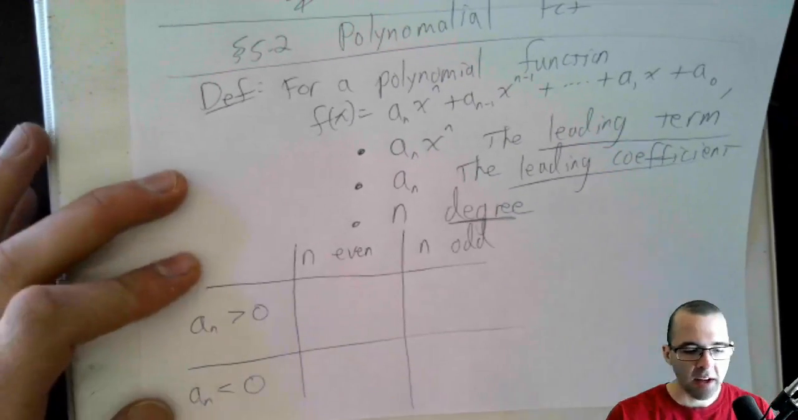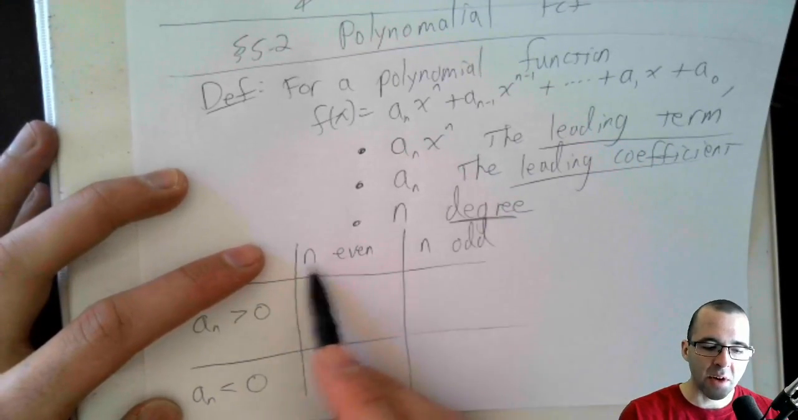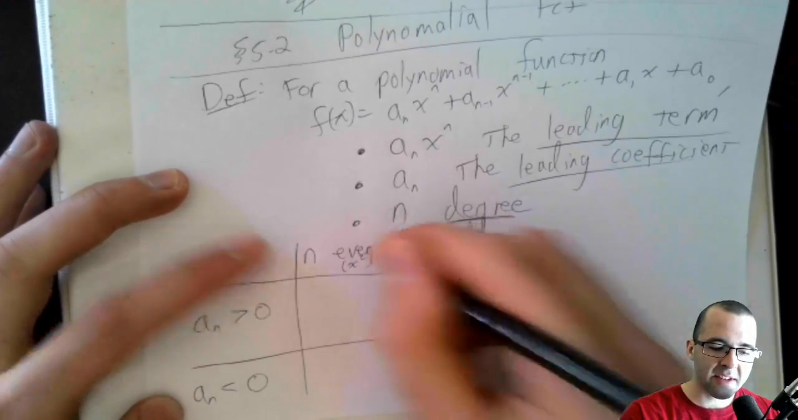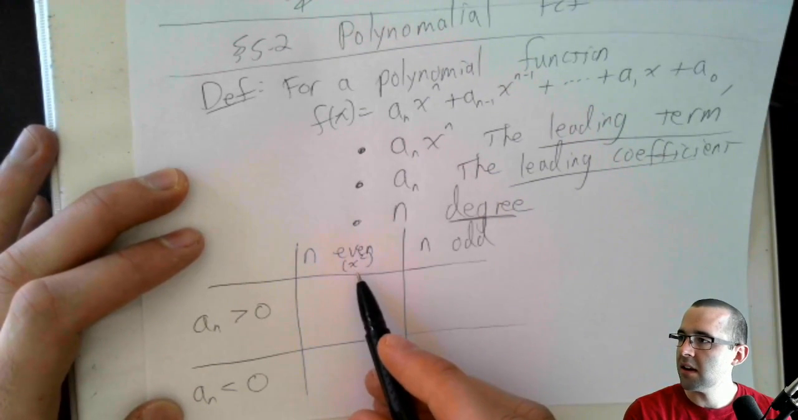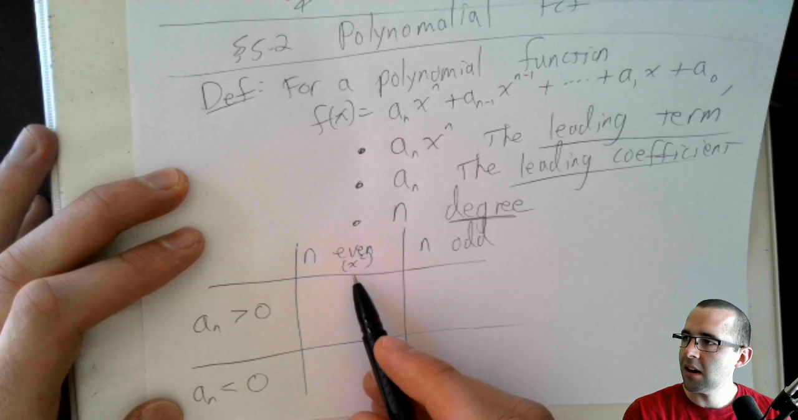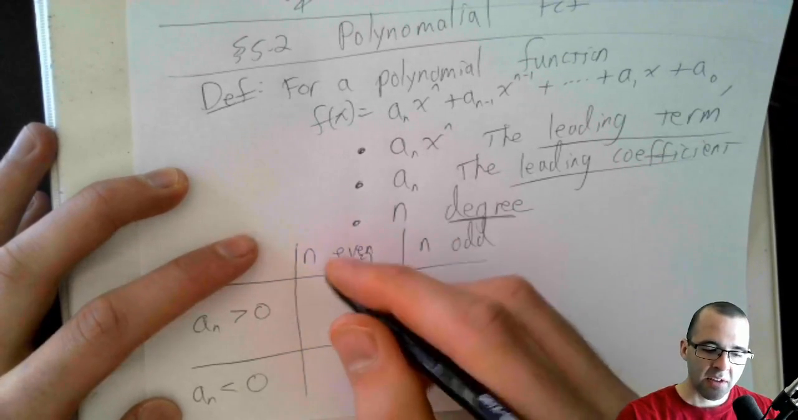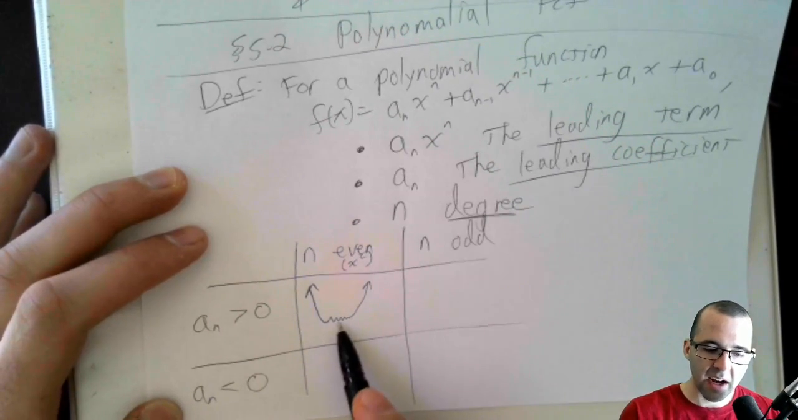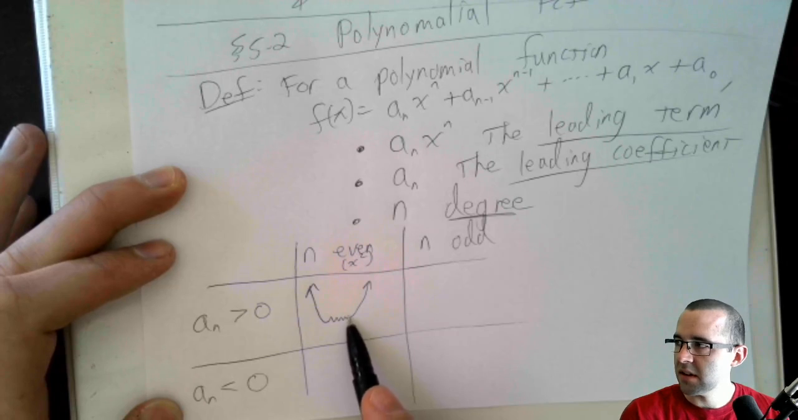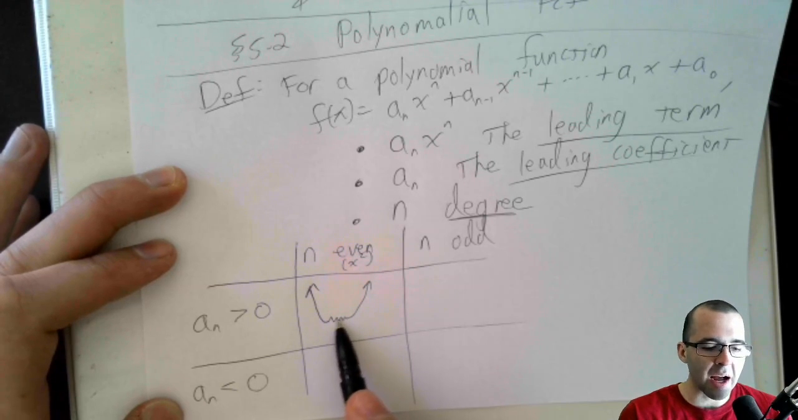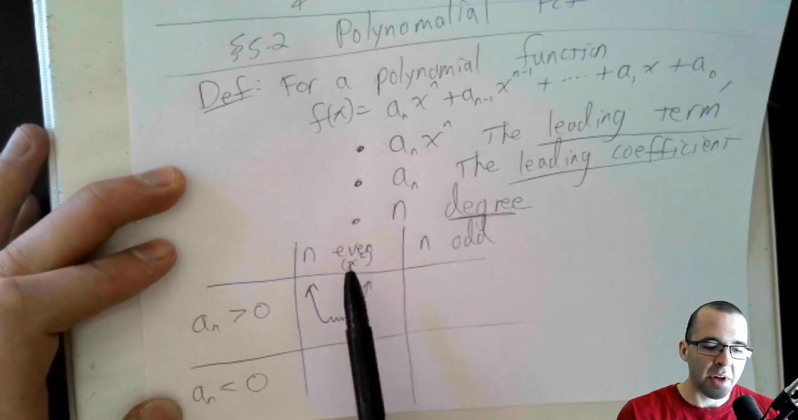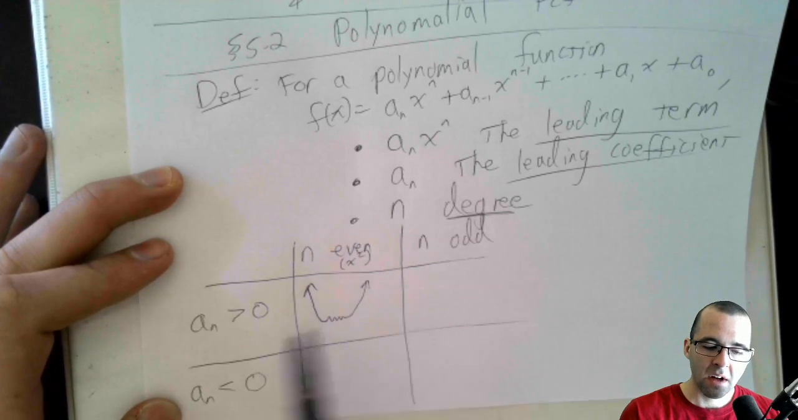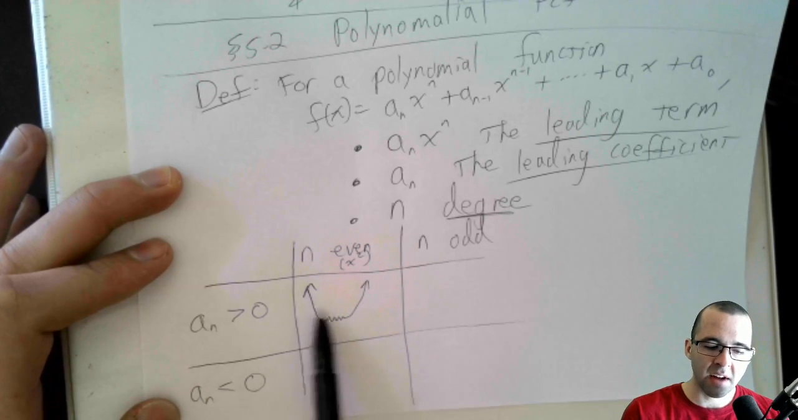Okay, so your end behavior, if you have an even degree, think about it like a parabola, x squared. So if you have a parabola, your end behavior looks like this. I put squiggles in the middle. The squiggles in the middle just mean we don't care what happens in the middle. We don't know what happens in the middle. But if you have an even polynomial with a positive coefficient, it kind of looks like a parabola.